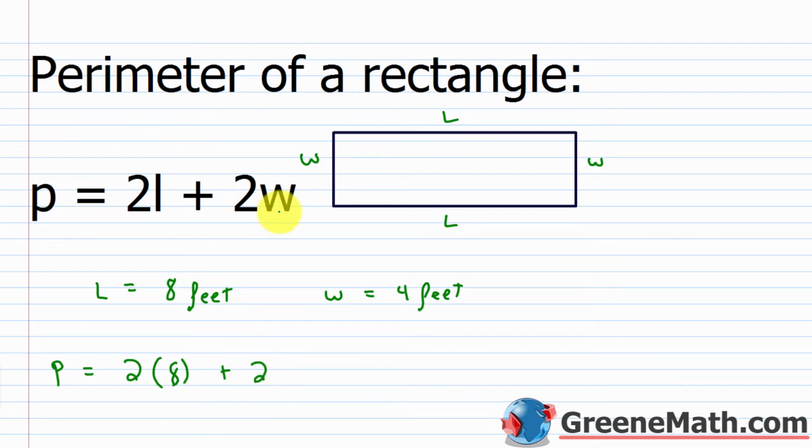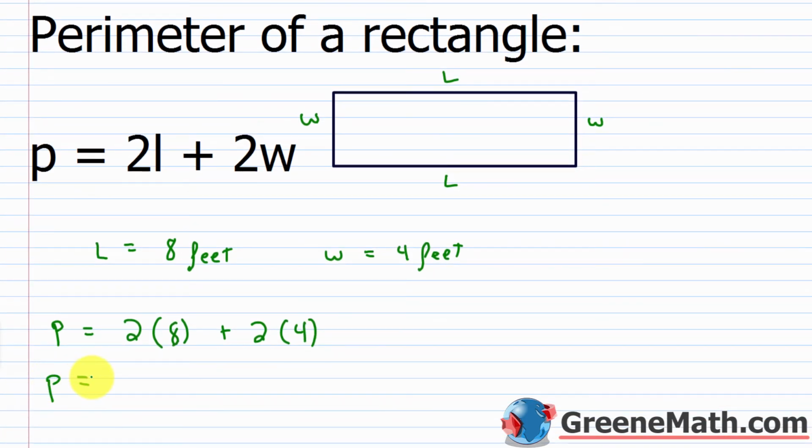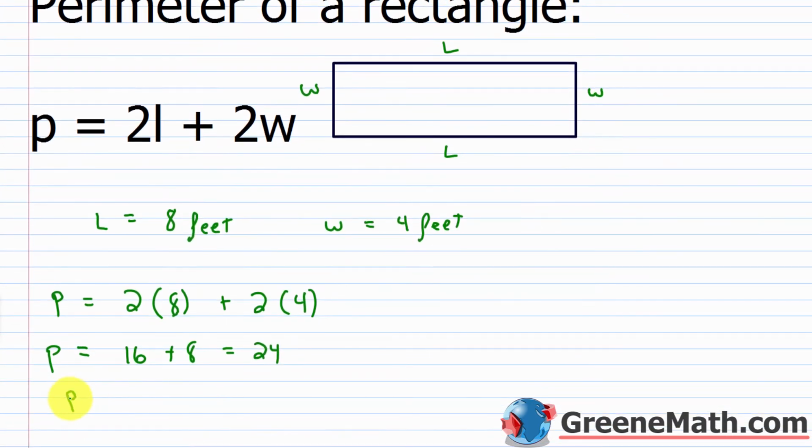Plus 2 times my width, I have 4 feet. So I'm going to put 4 in. So my perimeter P is equal to 2 times 8, which is 16, plus 2 times 4, which is 8. 16 plus 8, we all know, is 24. So the perimeter in this case, if we think about the units as well, would be 24 feet. Okay, 24 feet. Now, that's easy to calculate, but what if I gave you a different scenario?